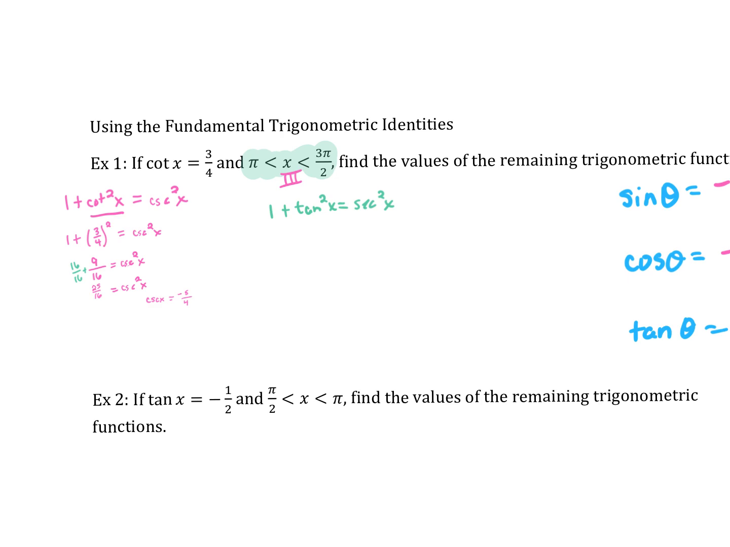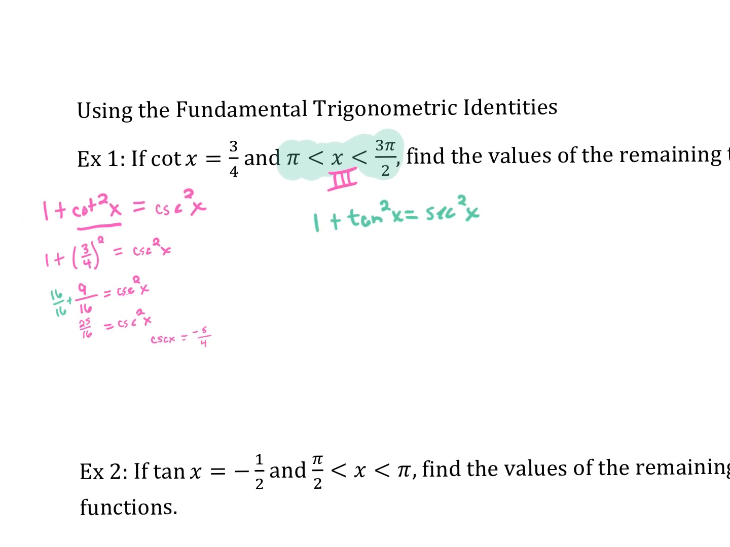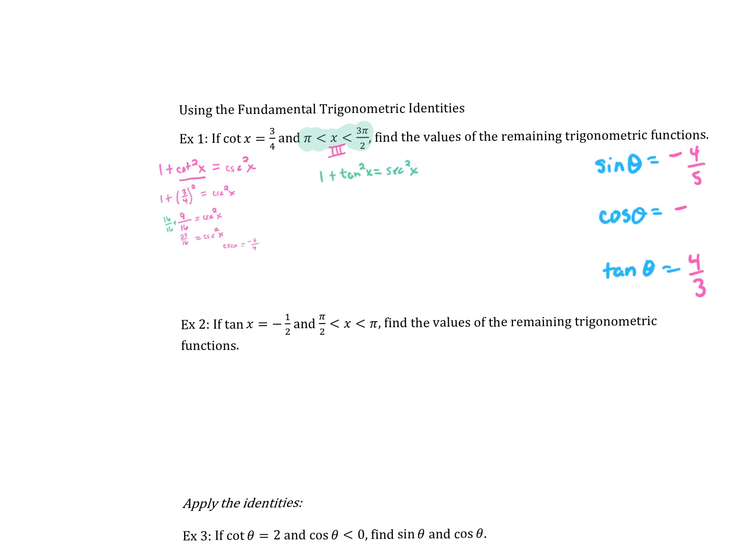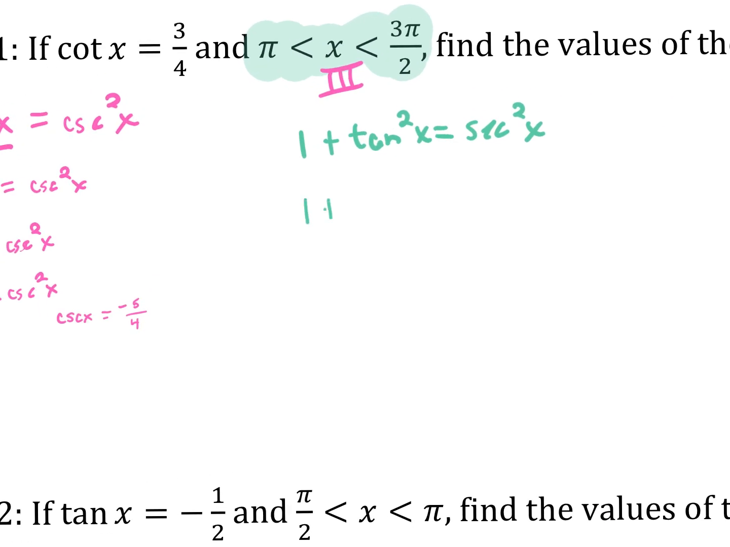The pressure's on, Mikey. All right, 1 plus tangent squared x equals secant squared x. What's our tangent value? We already figured that out because we flipped our cotangent. So 4/3. So we're doing 1 plus 4/3 squared, and that's equal to secant squared x. I want to square that 4/3, so that gives me 16/9. And here's where we need our common denominator, right? So I'm going to rewrite that 1 as 9/9.